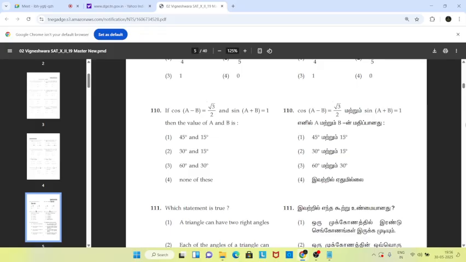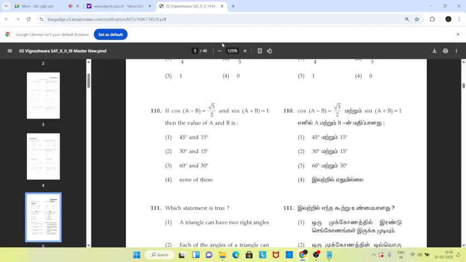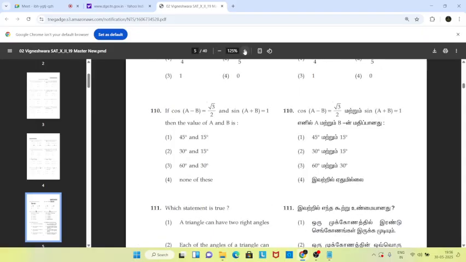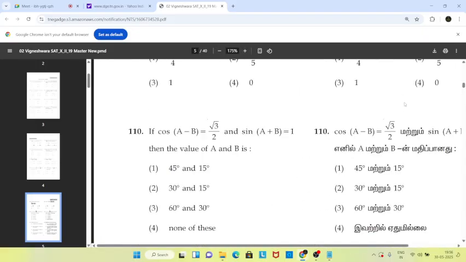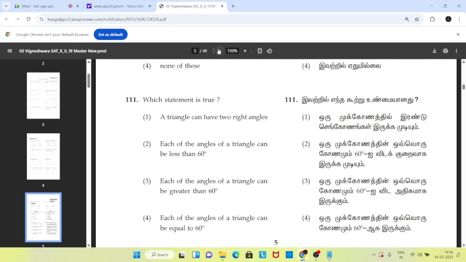Okay. Next. I'll make it smaller. Which statement is true? Can you read? Rakshan, can you read? A triangle can have two right angles. Is it correct or not?